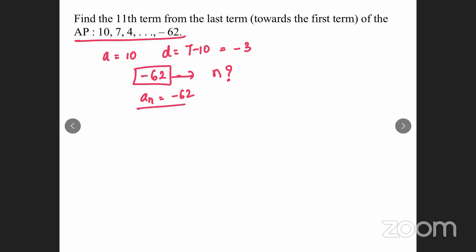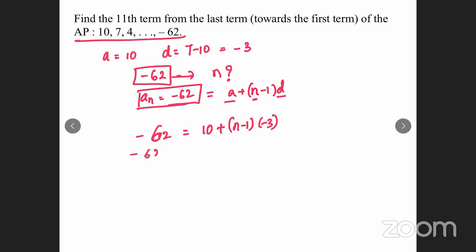We need to find n. So an is given by a plus n minus 1 times d, and in this we don't know only the n; we know the value of a, we know the value of d, and we know the value of an. So minus 62 is equal to 10 plus n minus 1 times minus 3. That is minus 62 minus 10 is equal to minus 3 times n minus 1, that is n minus 1 upon minus 3 is equal to plus 3. If we take the minus and minus, it will become plus, so it will be 72.